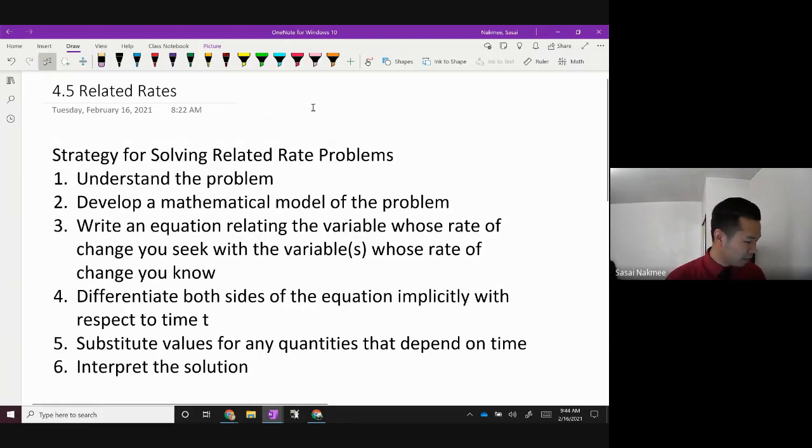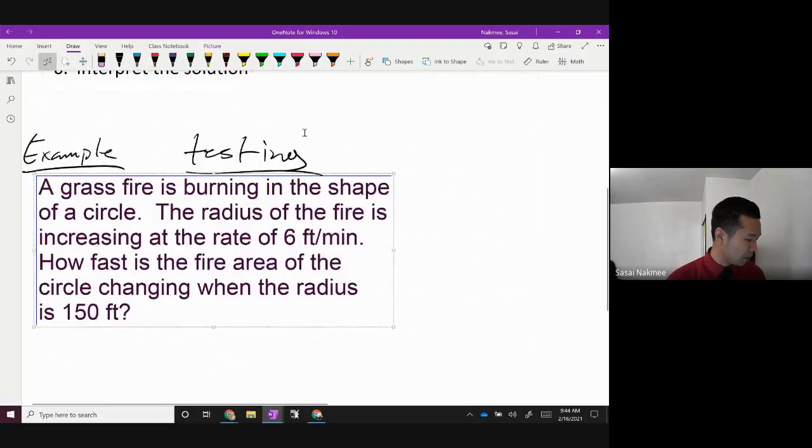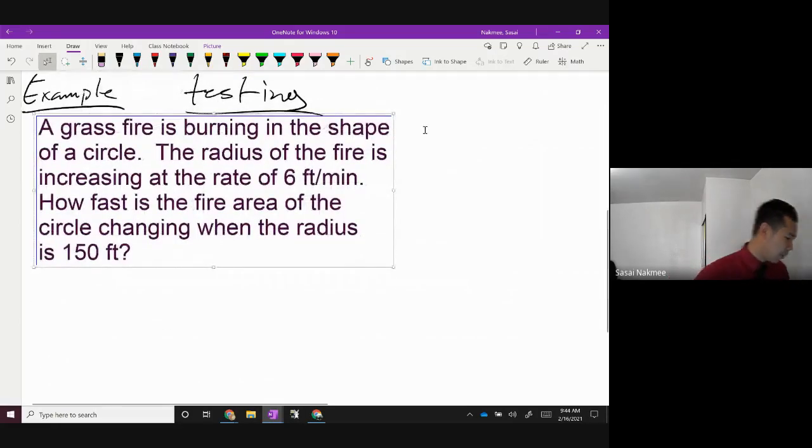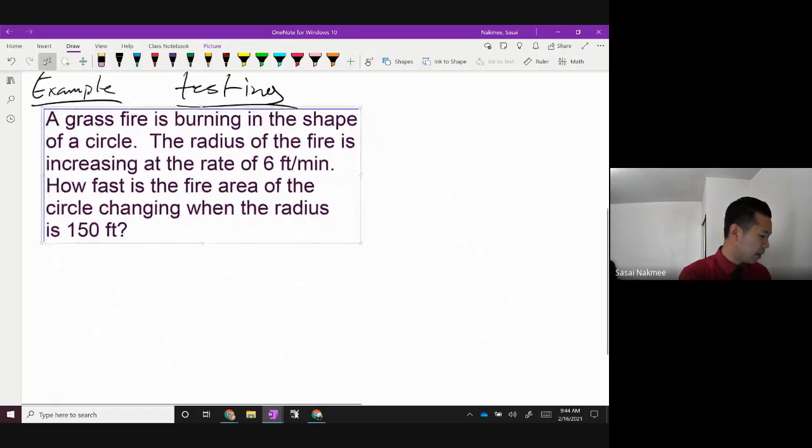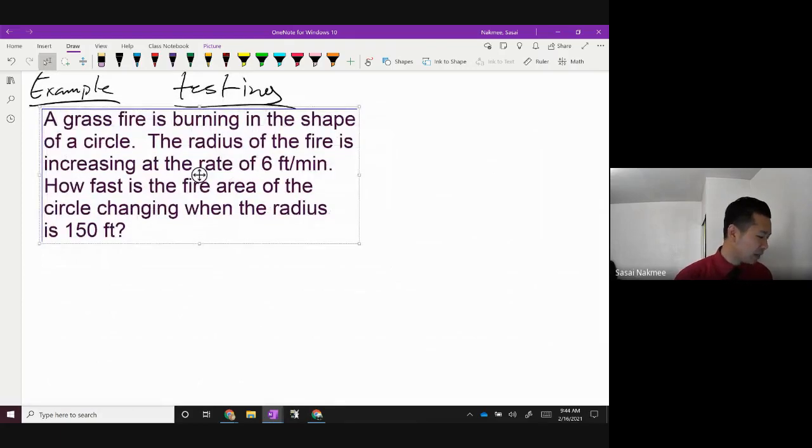So we're going to be doing this example problem right here. A grass fire is burning in the shape of a circle. The radius of the fire is increasing at a rate of 6 feet per minute. How fast is the fire area of the circle changing when the radius is 150?